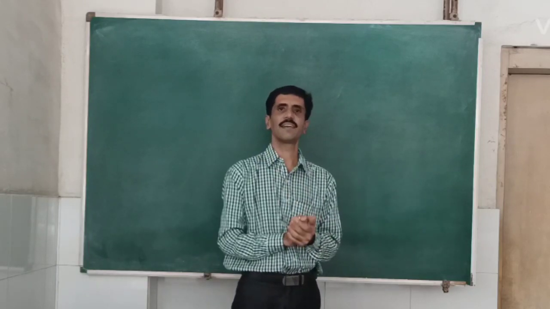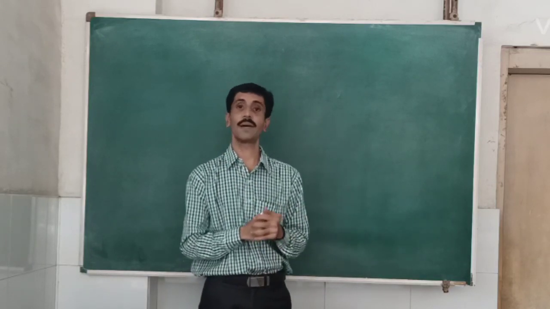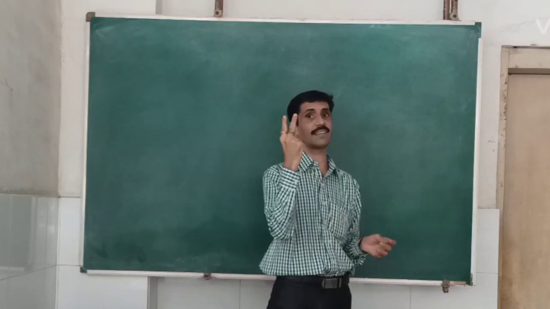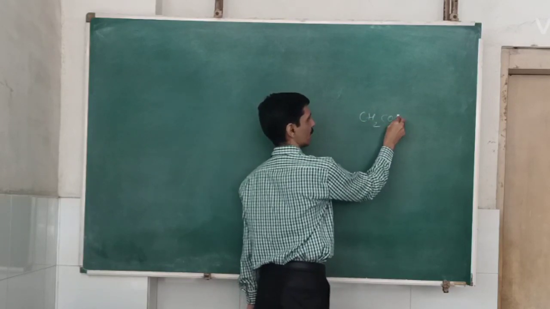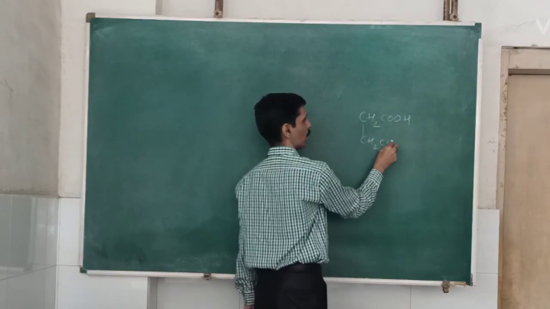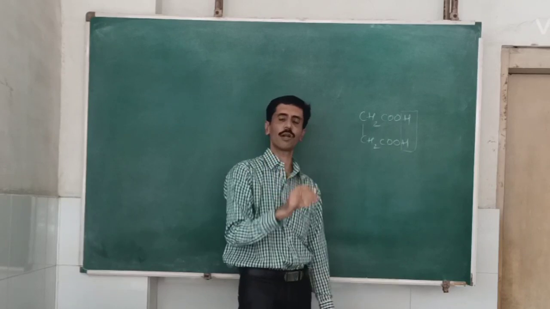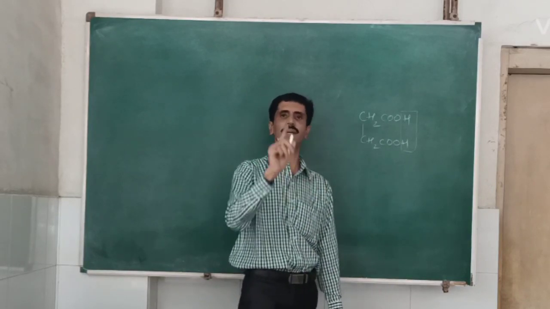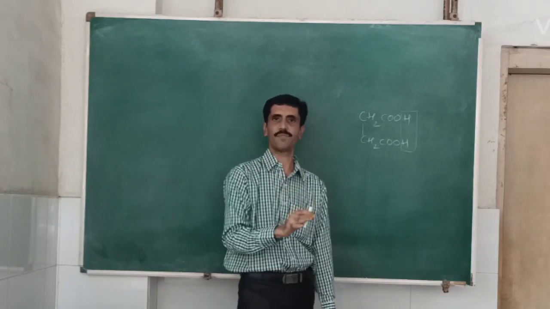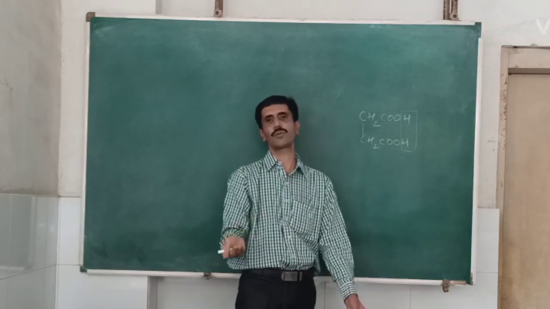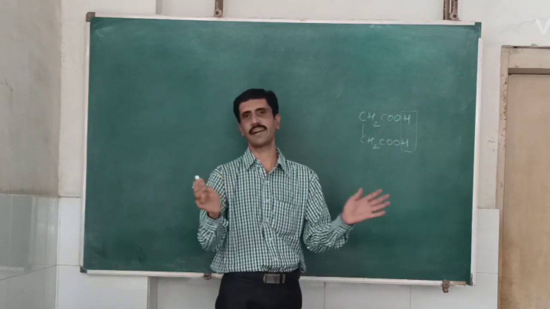The molecular weight of succinic acid is 118 grams, but because it has two replaceable H plus ions, its formula being CH2COOH twice, its equivalent weight comes out to be 59. So we are going to prepare 0.1 normal succinic acid. To prepare it, we take 0.59 grams in 100 ml, because 100 ml is sufficient for the titration process.